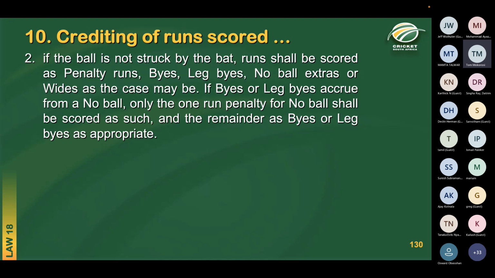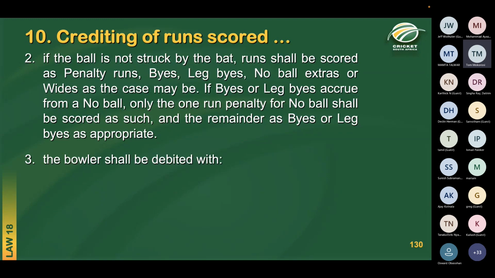If byes or leg byes accrue from a no ball, only the 1 run penalty for the no ball shall be scored as no ball extras, and the remainder will be scored as byes or leg byes, whichever the case might be.